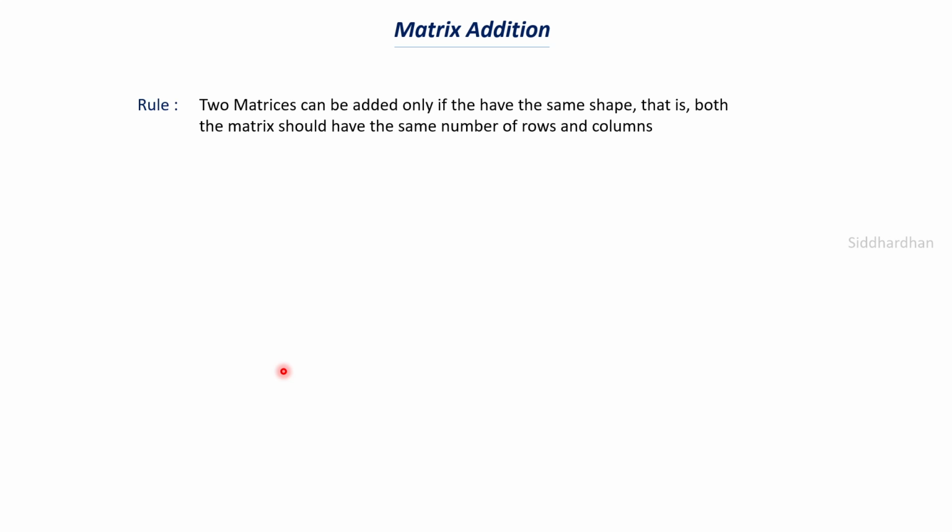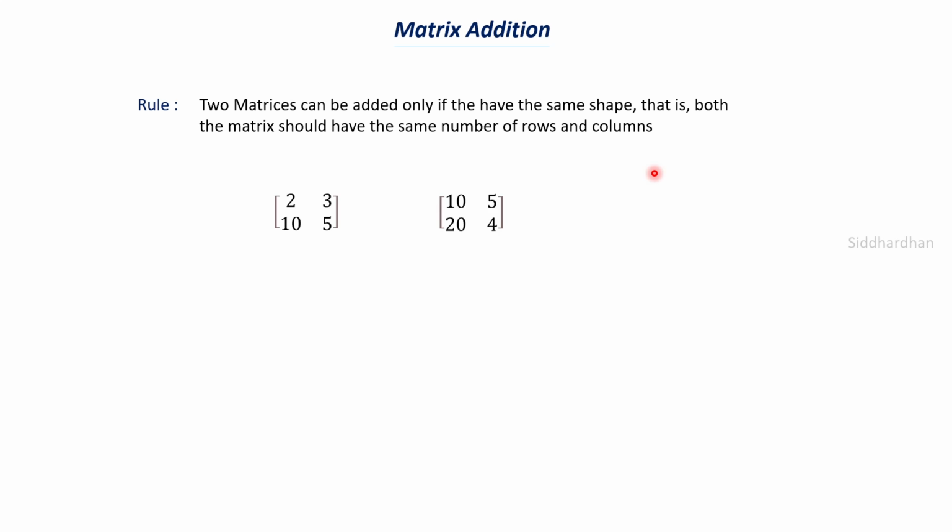There is one main thing we need to take note of when we are adding two matrices. This is the addition rule, which states that two matrices can be added only if they have the same shape. That is, both matrices should have the same number of rows and columns. If they have a different number of rows and columns, then we cannot add those two matrices. Let's try to understand this with an example.